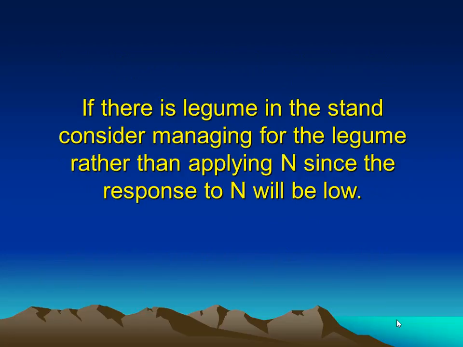If there is legume in the stand, consider managing for the legume rather than applying nitrogen. The response to nitrogen is going to be low. So obviously it's your decision, it's your farm. Which way are you going to go? Run the system with purchased nitrogen or try to run the system with managed legumes?